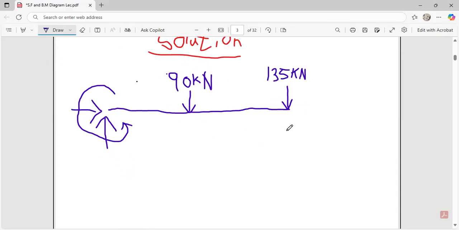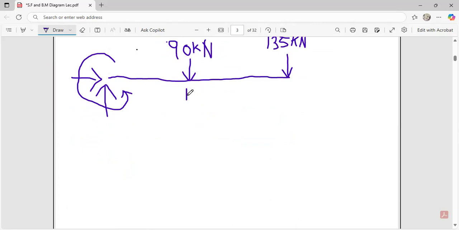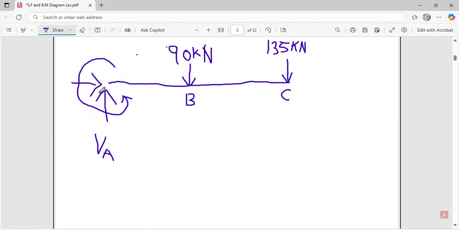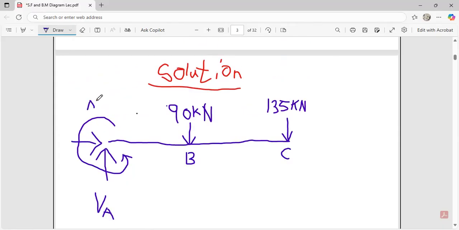So from there, say here was B and here was C. If that is the case, here is going to be our vertical force at A. Then this is our moment at A. That is it. And here is going to be our horizontal force at A.